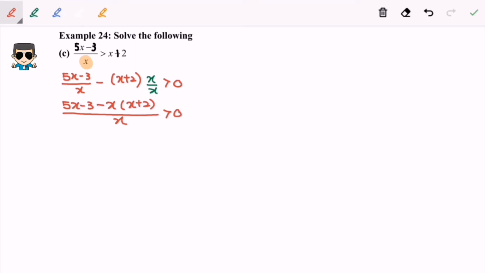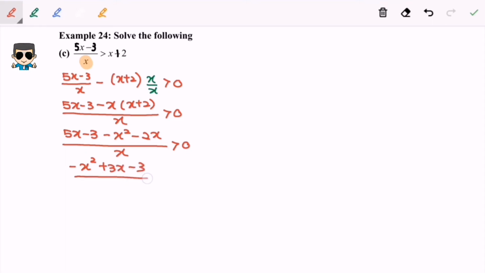Next, I'm going to expand and then rearrange. 5x minus 3 minus x squared minus 2x over x greater than 0. So finally, we will have negative x squared plus 3x minus 3 over x greater than 0.